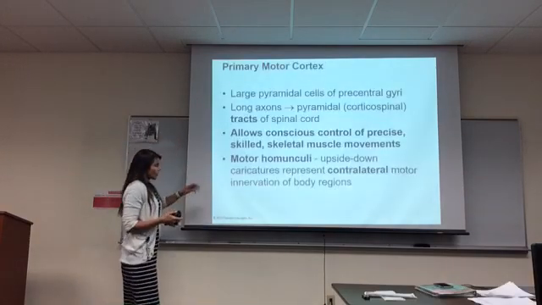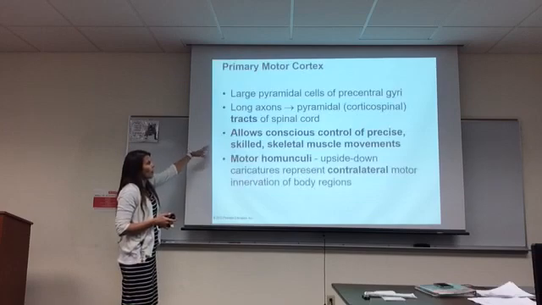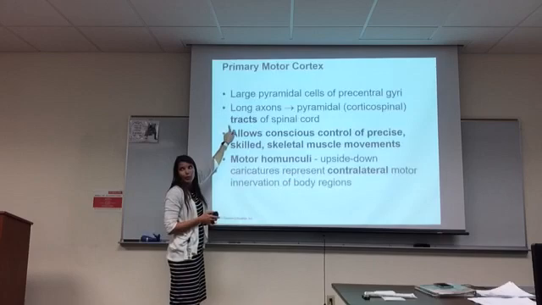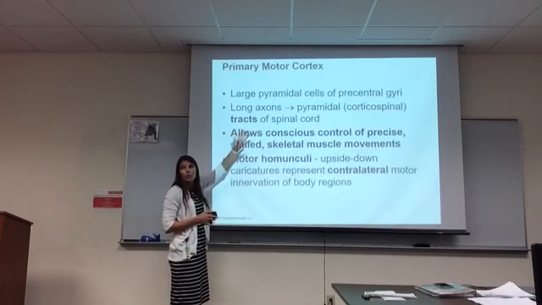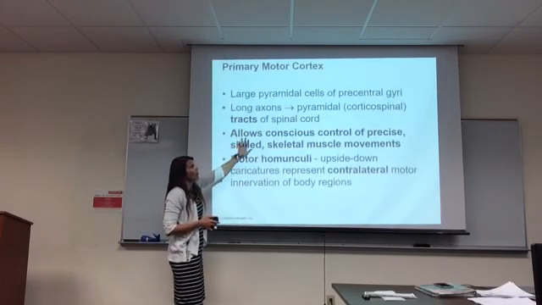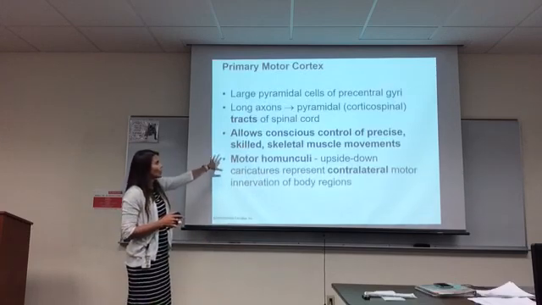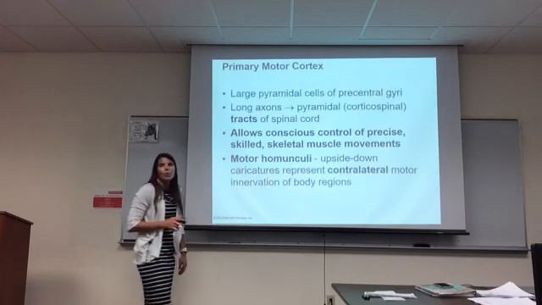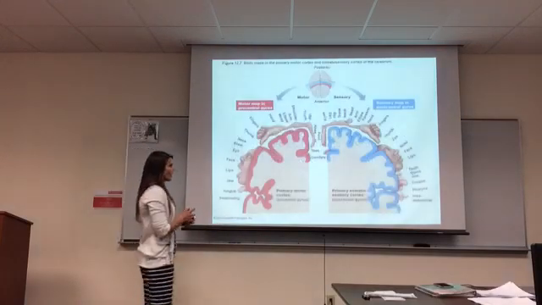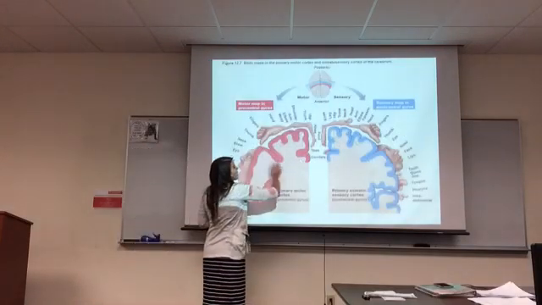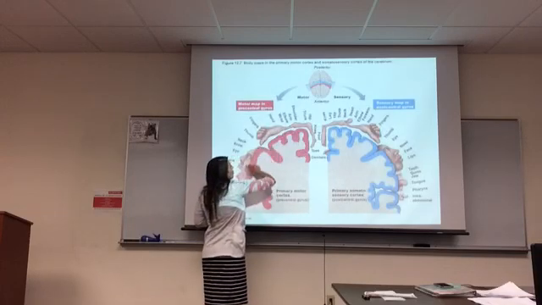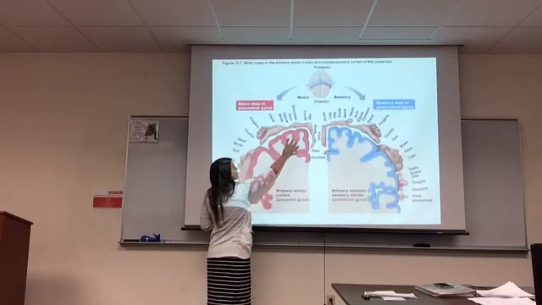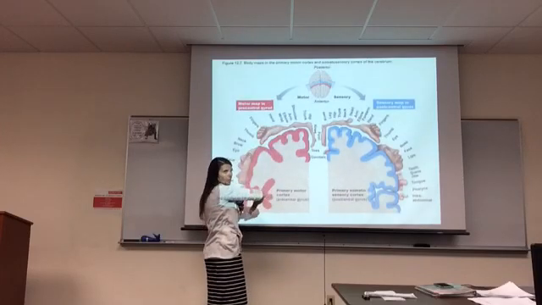Primary motor cortex. Whenever we talk about the primary motor cortex, big picture, we have tracts. Tracts is a term that's used when I'm referencing the central nervous system. It's just a group of axons. This allows for conscious control, precise, skilled movement, skeletal muscle movements. We have a motor homunculi. A motor homunculi is nothing more than a diagram, and I'm on the red side here. It's showing you which part of your cerebral cortex controls the movement of those various areas.